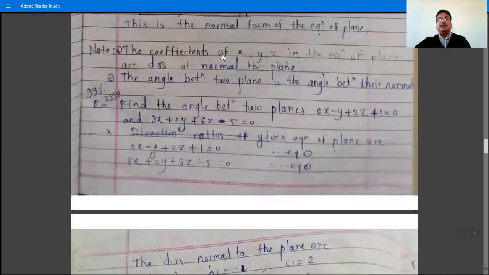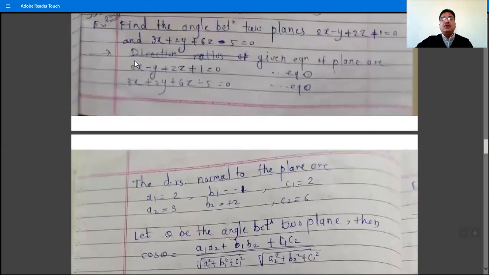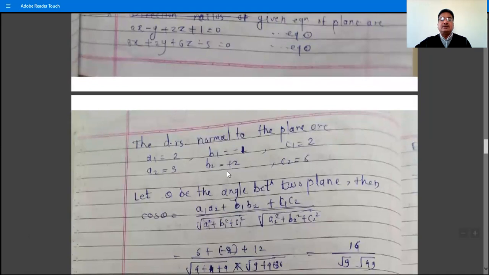In this note, what is the remark? That the coefficients of x, y, z in the equation of a plane are the direction ratios of the normal to the plane. Therefore the direction ratios of the normal to plane number 1 are what? 2, minus 1, 2, denoted by a1, b1, c1. And the direction ratios of the normal to plane number 2 are what? 3, 2, 6, that is the coefficients of x, y, z. Suppose the notation for the direction ratios of the normal to the second plane is a2, b2, c2.